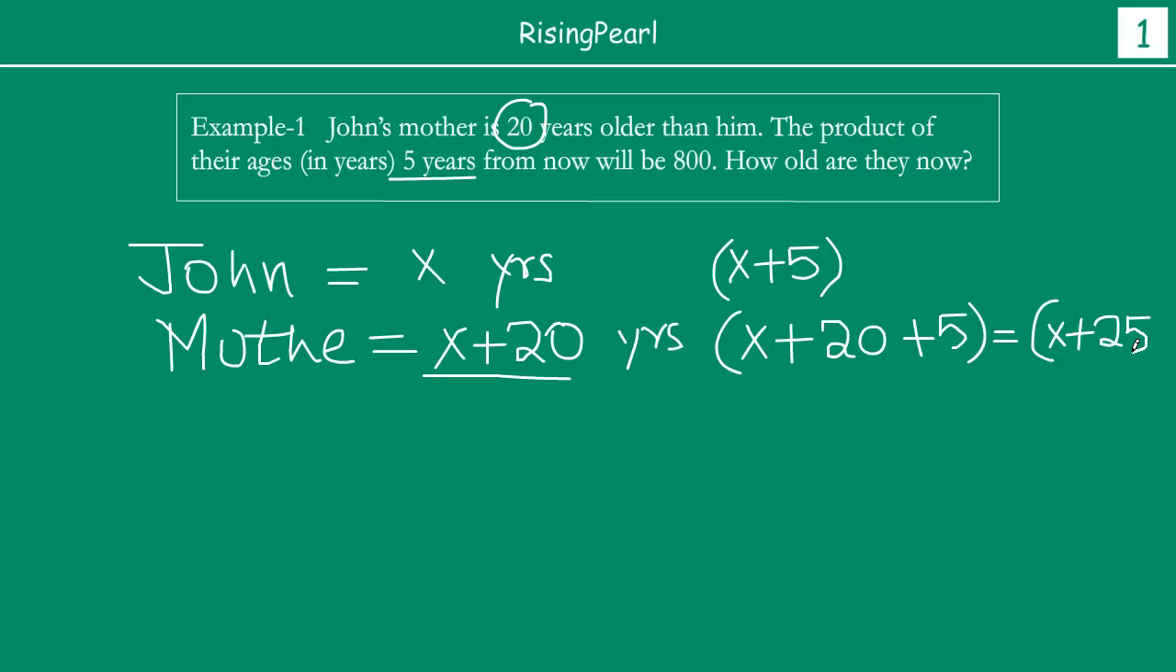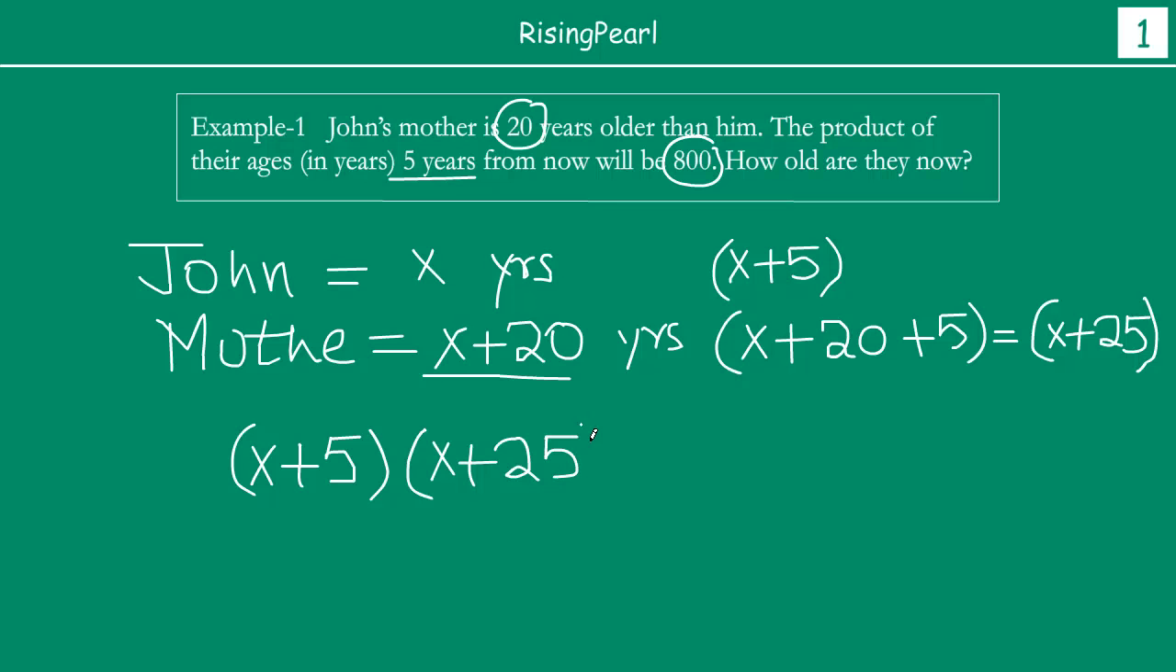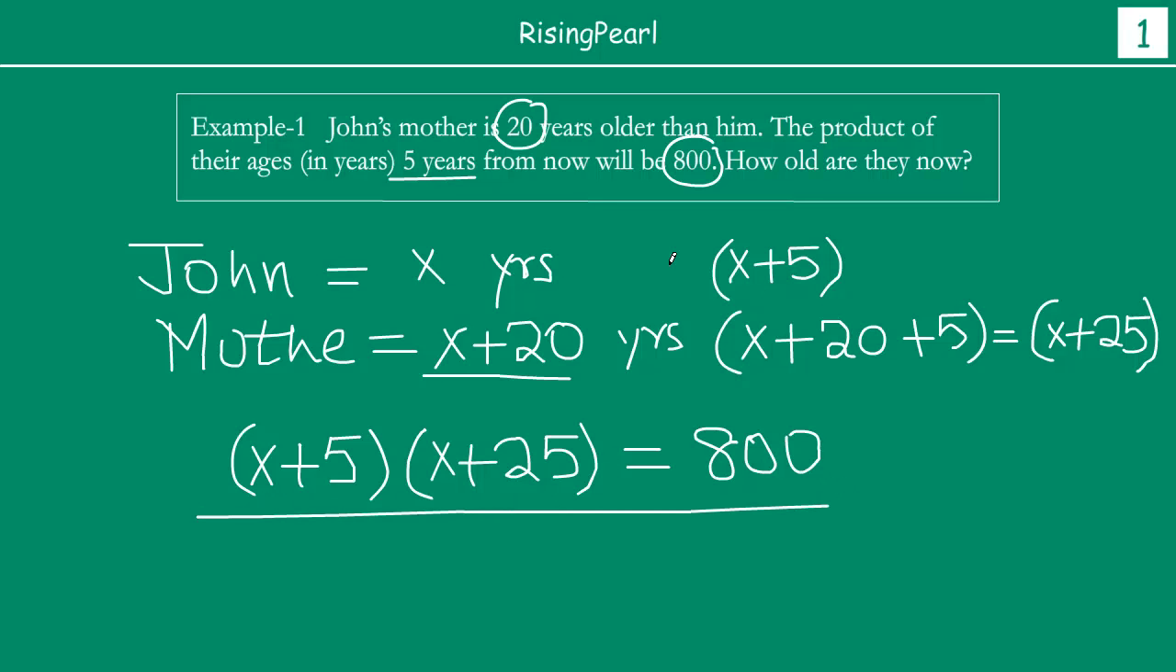Now what is given is that the product of their ages 5 years from now will be 800. That means you will have X plus 5, which is John's age, multiplied by X plus 25, which is his mother's age. This product is 800. Now we need to solve this to find the value of X. That is how we will know John's age and John's mother's age.